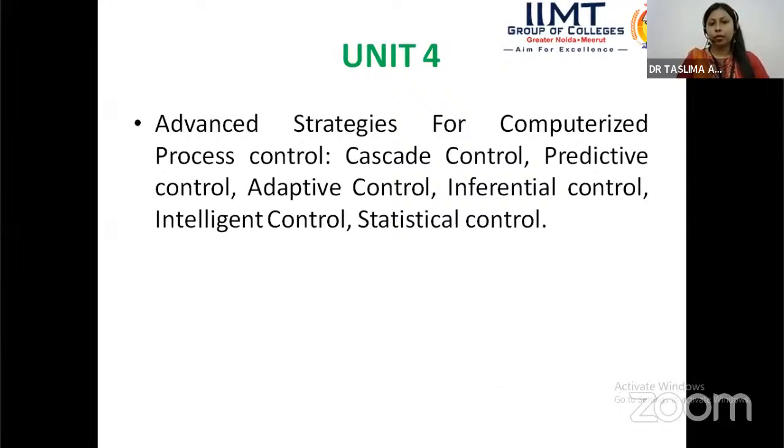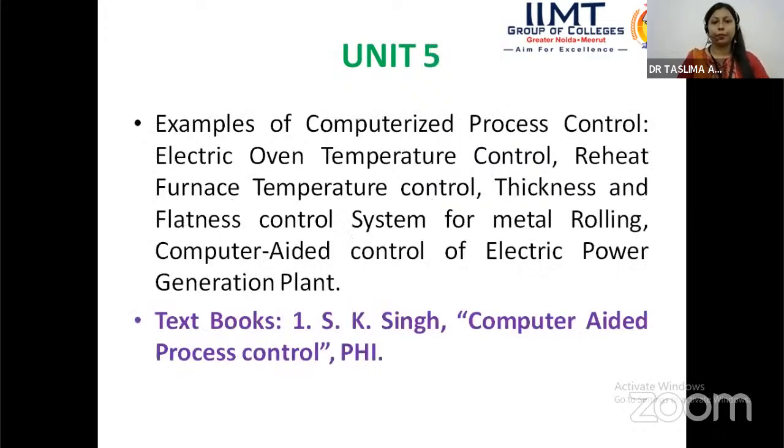Then the unit 4 part comprises the cascade control system, predictive control system, adaptive control system, inferential control system, intelligent control system, and statistical control. After that, the unit 5 part. As I explained already, this is how you can model a particular system. And here we are taking examples: electric oven system, reheat furnace, or thickness and flatness measuring of any roller. And related to this topic, you can refer to this book also.